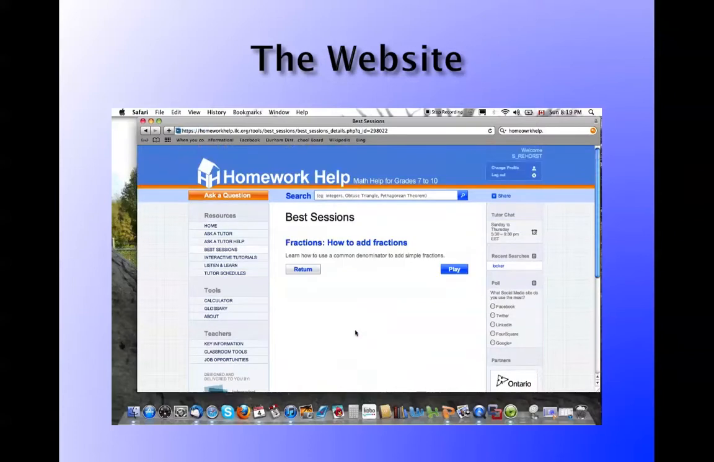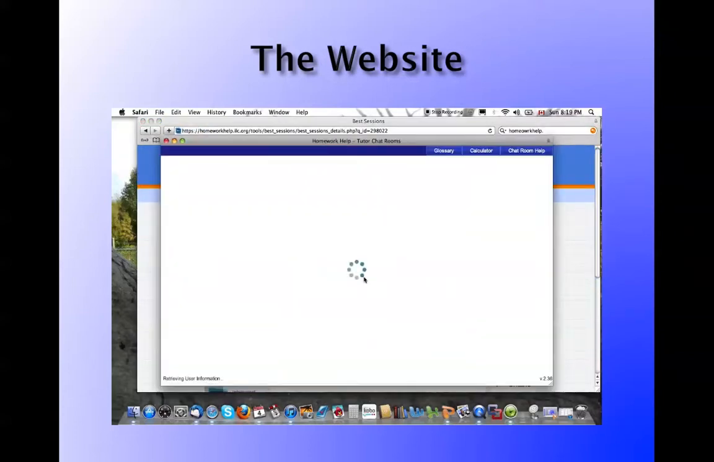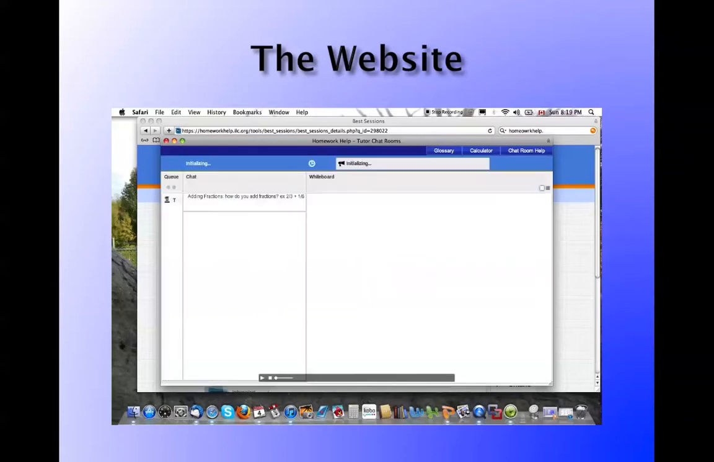If I was introducing this concept to my class, I could bring this up on a digital projector and allow the students to look at it. And I'm just going to let this run for a minute so you can hear the interaction of the tutor and see how this all works.